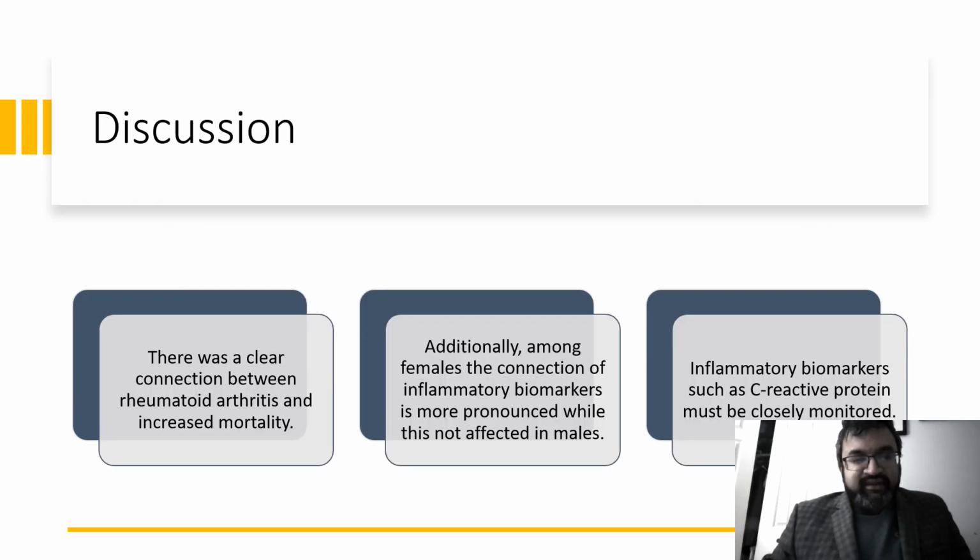So in conclusion and discussion, there's a clear connection, of course, between rheumatoid arthritis and increased mortality. Additionally, among females, the connection of inflammatory biomarkers is more pronounced, while this is not as much affected in males. Inflammatory biomarkers such as C-reactive protein must be closely monitored.